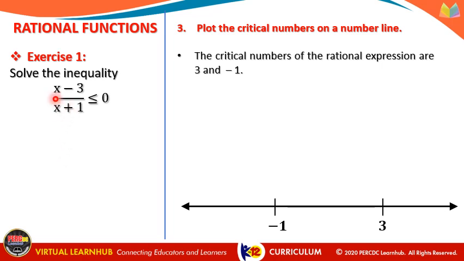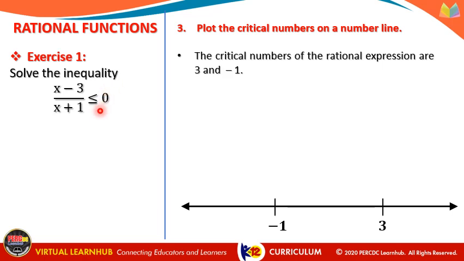Kailan ba magiging 0 yung numerator? Nasolve na natin kanina yan. Magiging 0 yung numerator kapag ang x mo ay positive 3. So if x is positive 3, the numerator will become 0. Siyempre, kung nag-0 yung numerator mo, the fraction will also become 0. Di ba ganun yan? So therefore, kung yung x minus 3 ay nag-0, yung buong rational expression mo, 0 na din. Okay lang na maging 0.